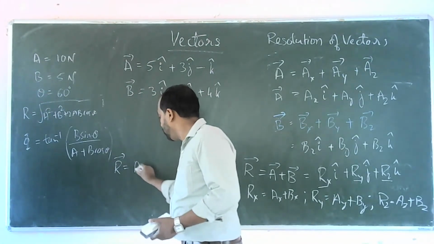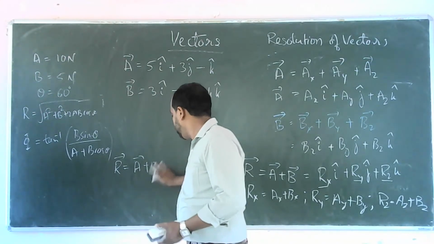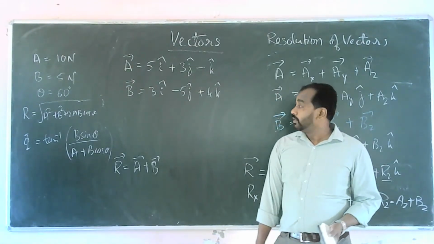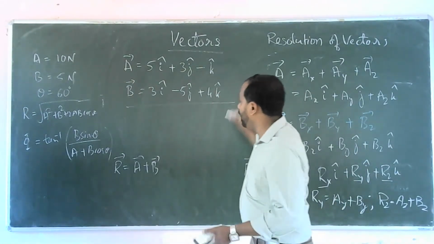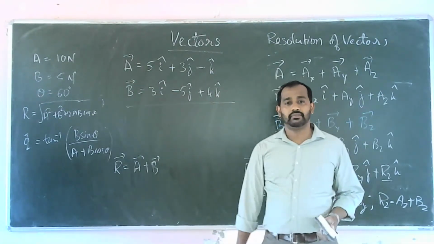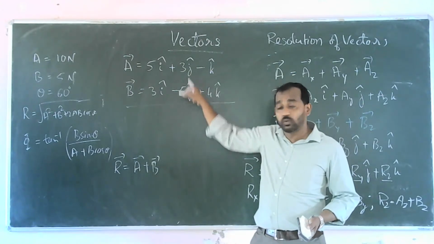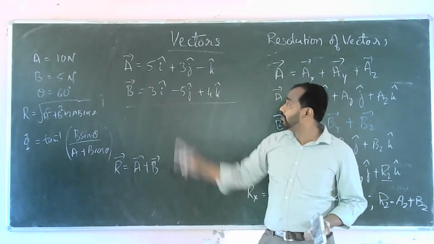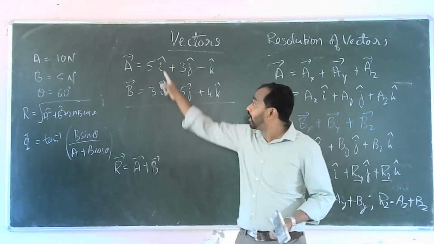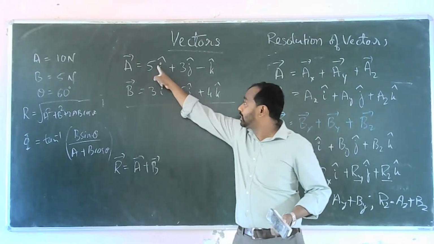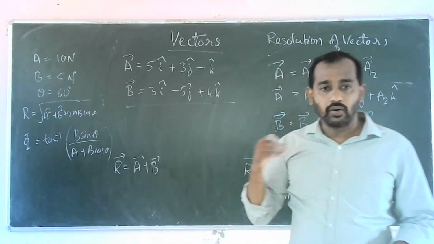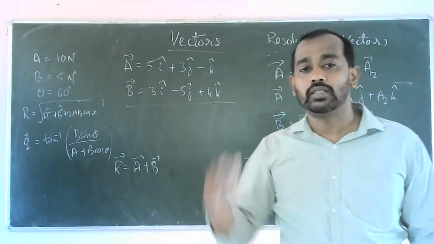The resultant R is equal to vector A plus vector B. How do we do this? That's the question. Now we can add only the terms which are along the x direction. Only those terms along the y direction can be added. Similarly, along the z direction. We cannot add a component along the x-axis with a component along the y-axis. Our knowledge of algebra does not allow this.